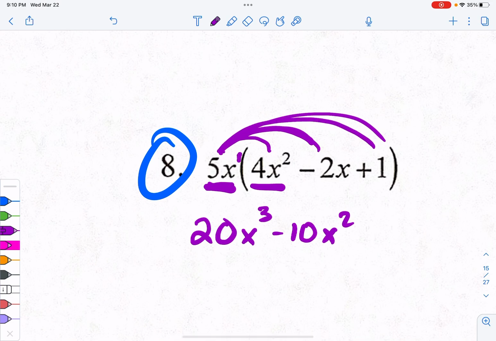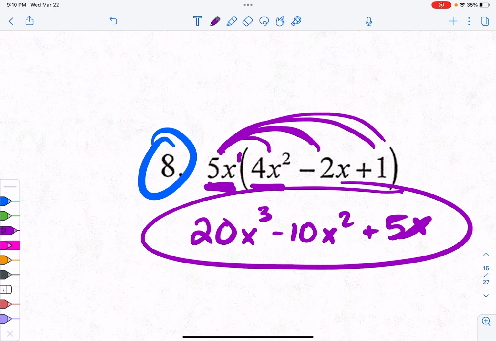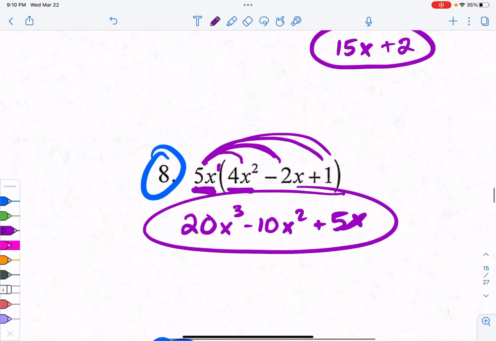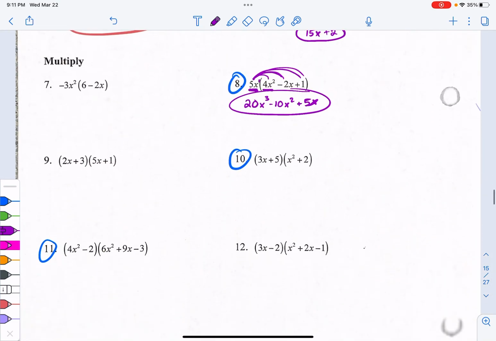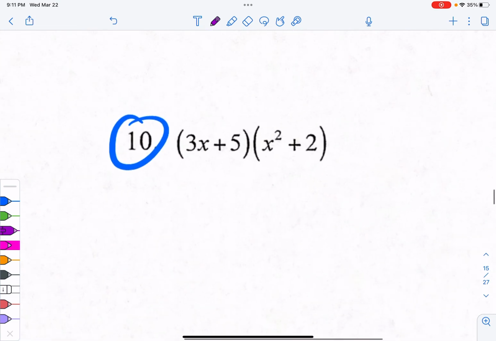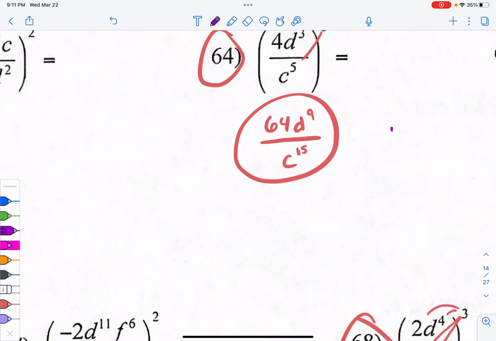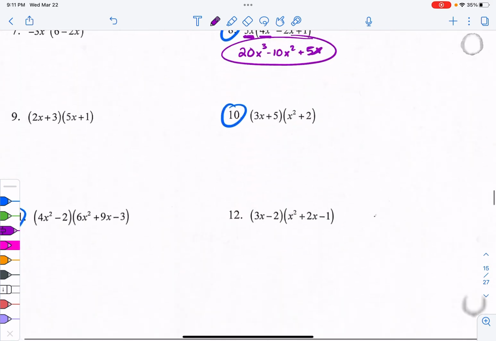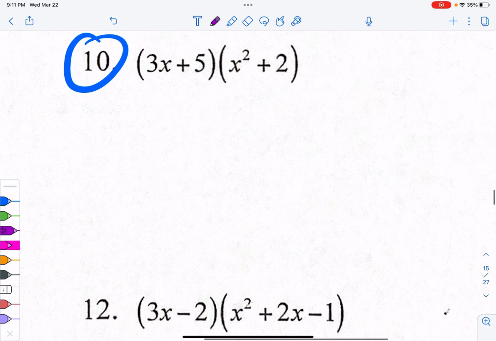And 5x times 1 is just 5x. And then none of those three will go together as like terms. So I just circle him and he is done. Okay? That was just distributing. You're just distributing the 5x through. Okay? Let's bump on down to number 10. This is going to be a FOIL problem. Okay, number 10. FOIL problem. FOIL.